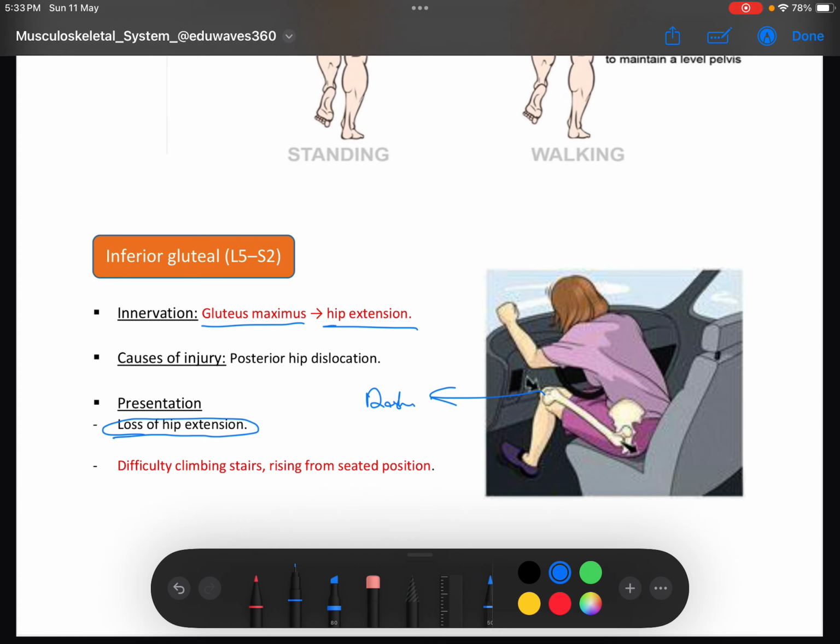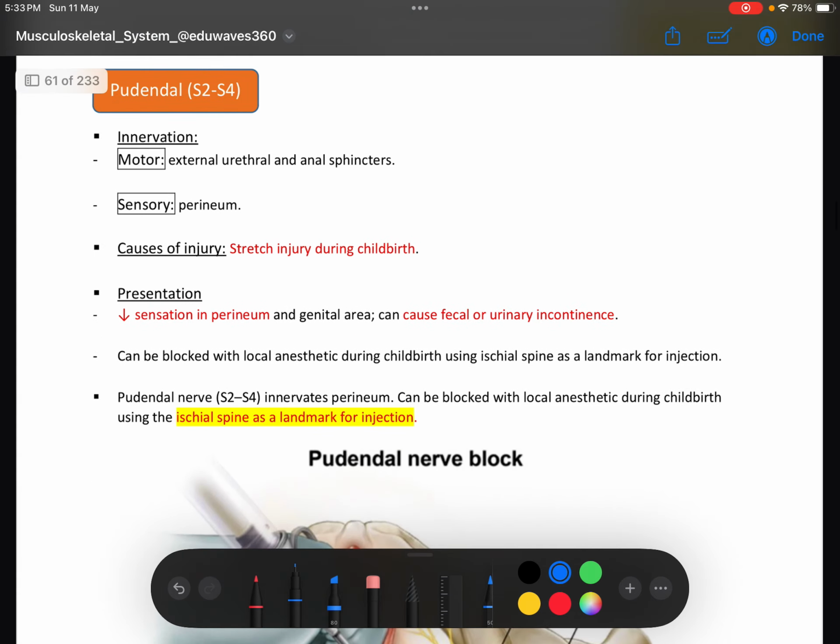Okay, now we are going to see the pudendal nerve, a very important nerve and very high yield topic. So now we have to focus more on this part. Okay, this pudendal nerve, we have to understand the pudendal nerve. Now we are going to explore the pudendal nerve.